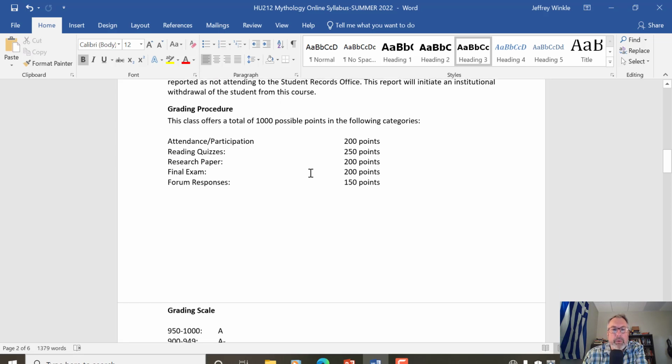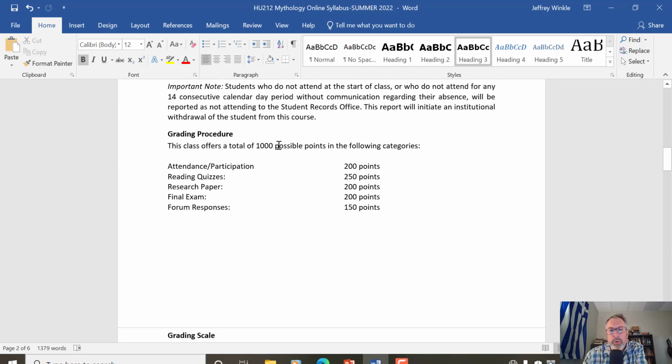This is the grading breakdown. The course itself is worth 1,000 possible points. Your attendance and participation is worth 200 points. I grade attendance based on how timely you're doing the quizzes and how timely you are responding to the forum responses. Are you getting the work done weekly, or are you scrambling to catch up? And so those are those points.